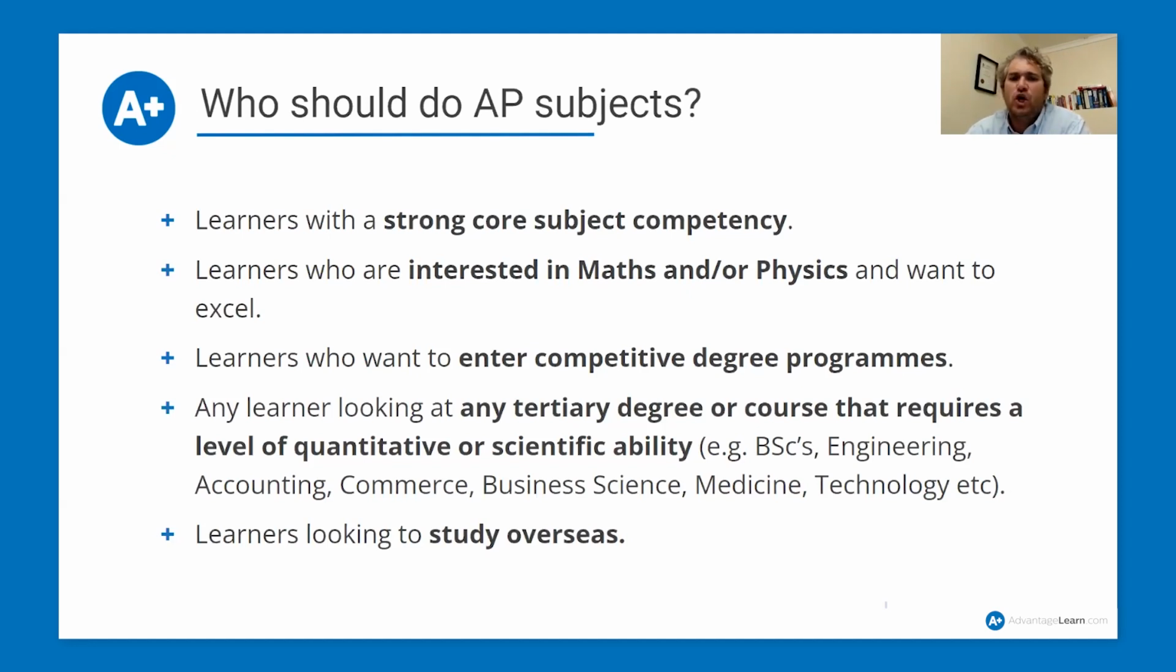And then any learner looking at any tertiary degree or course that requires a level of quantitative or scientific ability. So your Bachelor of Science degrees, engineering degrees, your commerce degrees, which include accounting, actuarial science, business science, medicine. Although it doesn't involve a lot of maths, because it is a highly competitive degree, it's really important to consider the advanced programs. And then technology-related degrees, computer science, data science, those things you need to be considering taking the advanced programs.